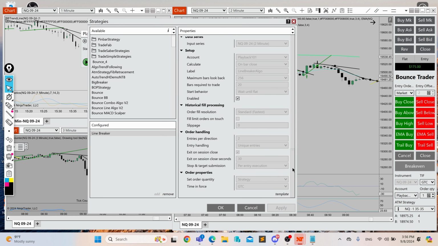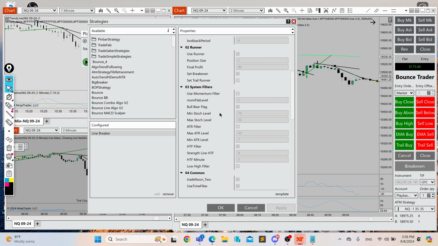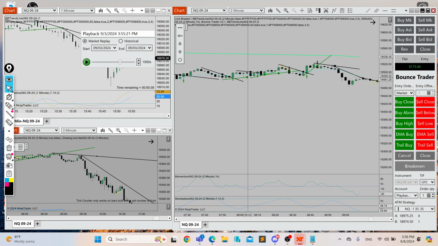So you would specify it, where there is 5. See, that means if I use the momentum filter, then I'm not taking trades if it's +5 or -5. To me that's flat. But you could increase it, or you just don't have to use it altogether. So that's the algo that I'm offering with the system.